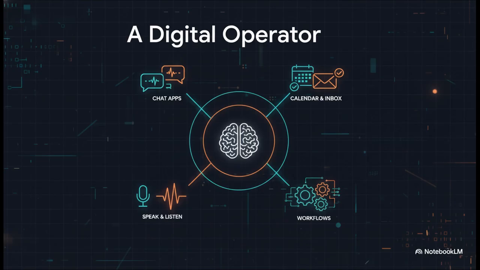So, when you put all of these pieces together, you don't just have a chatbot anymore. You've got something much closer to what you could call a digital operator. I mean, it lives right inside the chat apps you're already using, like Slack or WhatsApp. It can manage your calendar, clear out your inbox, and run these complex multi-step jobs for you, completely in the background. It can even use your microphone and speakers to listen and talk. It's a whole other level.